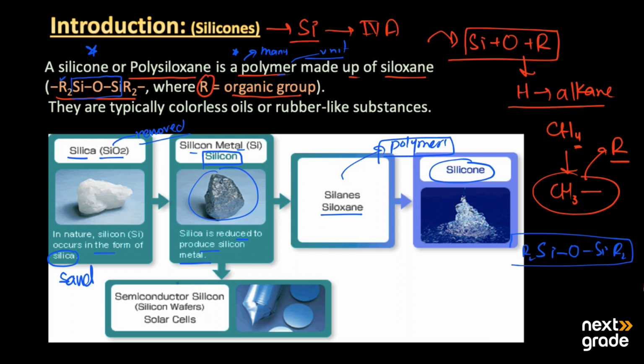It works as a semiconductor. We use it in silicon wafers and solar cells. So this is the use of the main silicon metal. But when siloxanes make long chains or combine in a regular manner, they change into silicones.